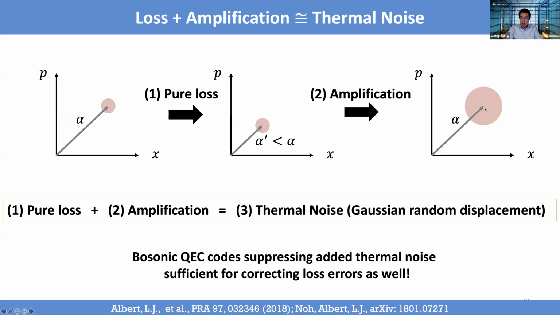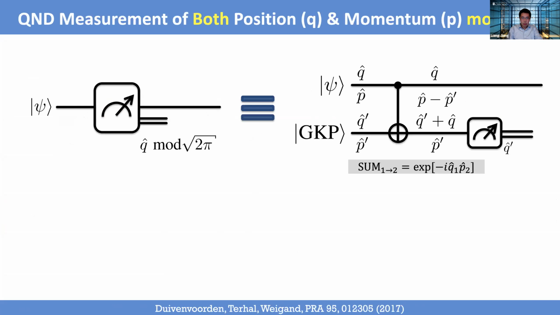The final state is no longer a pure coherent state, it's a mixed displaced thermal state. Therefore, we say that the state we get will have added thermal noise. Even though the channel initially has loss, with amplification it becomes thermal noise. So basically, we can convert pure loss error into thermal noise. The next step is, can we correct the thermal noise while preserving the bosonic nature?